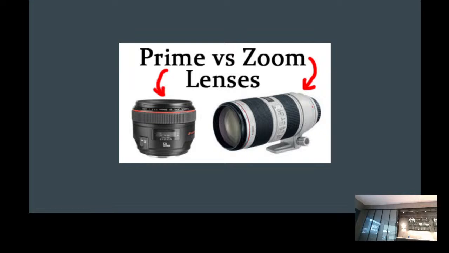Now, prime lenses are smaller. They're more compact. They can be more portable. However, the zoom lenses, while bigger and bulkier, still offer the user a really good image and a good shooting experience.